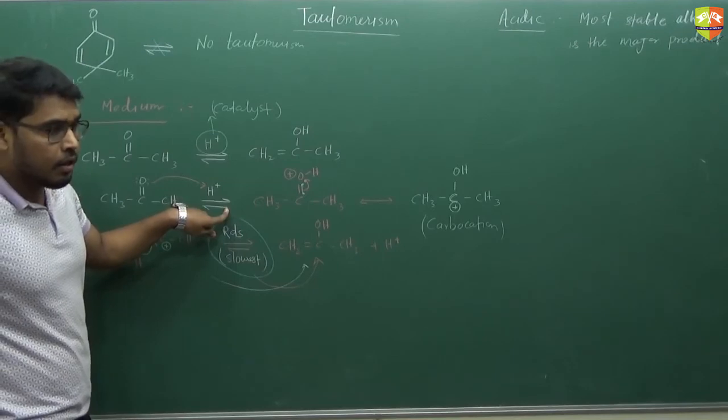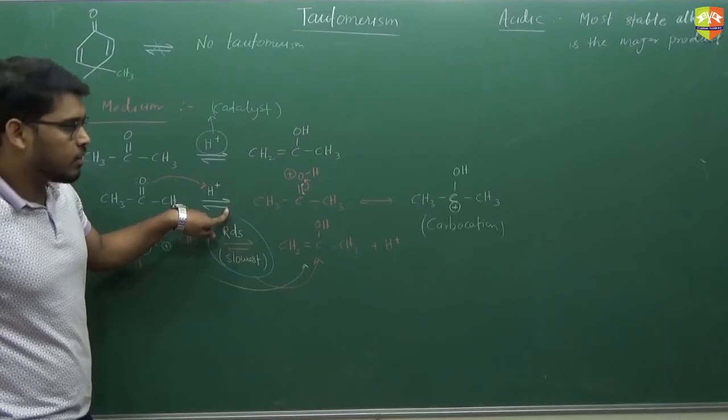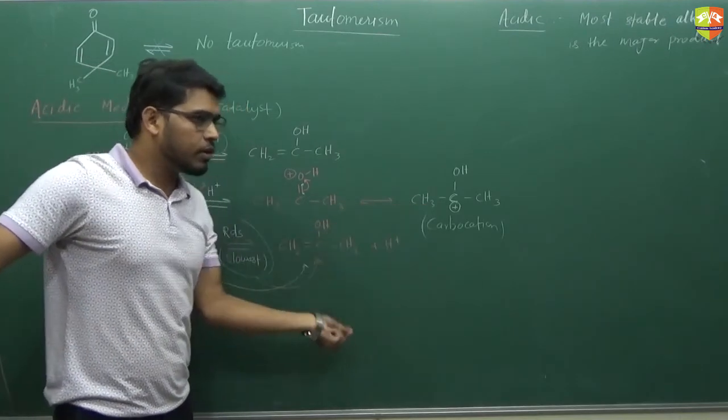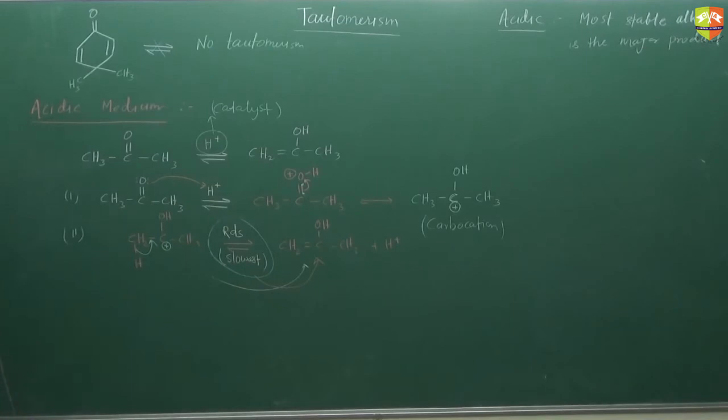So even if the first step was the RDS, once the reaction reaches the intermediate, it continues, right? Yes, obviously, because it is an intermediate. It has to convert into product. We'll discuss some examples, so you'll understand.